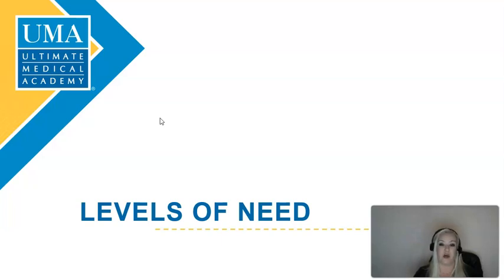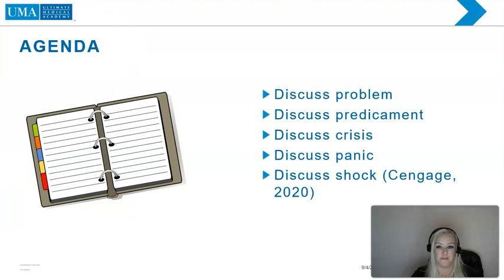And today we are talking about the levels of need. So let's first begin by looking at our agenda. We will review the 5 levels of need, which are: discuss a problem, discuss a predicament, discuss a crisis, discuss a panic, and then lastly, we will discuss what shock is.